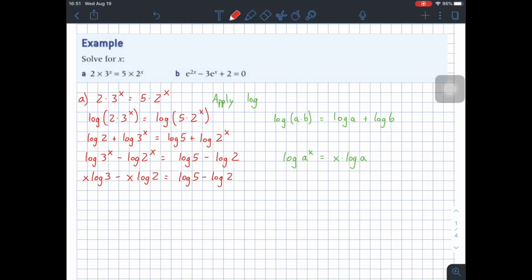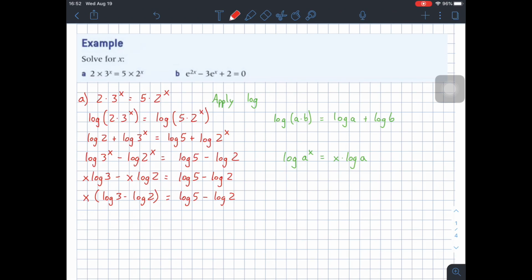Here you can see that I have a common factor of x, right? I can take out a common factor, GCF, of x, and we will have log of 3 minus log of 2 remaining, and this remains the same, log of 5 minus log of 2. Finally, in order to solve for x, the only thing I need to do is take all of this, dividing to the right side, and I will have the value of x.